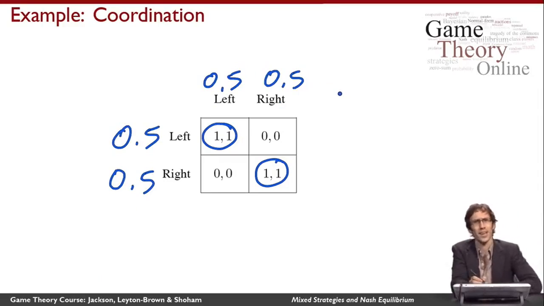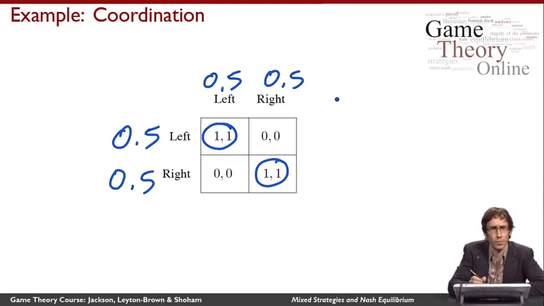And that's kind of funny because it doesn't seem like 0.5 is such a good thing to play in this game. But you can confirm to yourself that if player 1 is randomizing by playing 50-50, then player 2 can do no better than to randomize 50-50. Now you'll notice that player 2 could do just as well by playing something else. If player 1 is playing 50-50, player 1 is just as happy to go left all the time. But in particular, if player 1's going 50-50, player 2 can do no better than to go 50-50 himself. The reverse is also true, and that makes 50-50, 50-50 a Nash equilibrium of the coordination game as well.